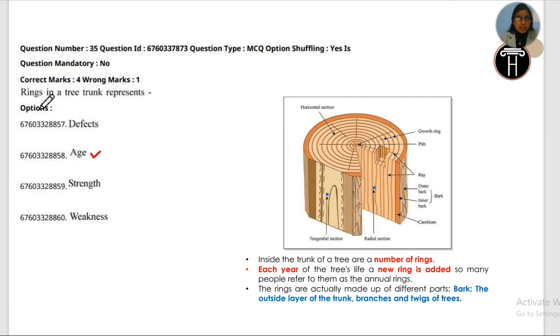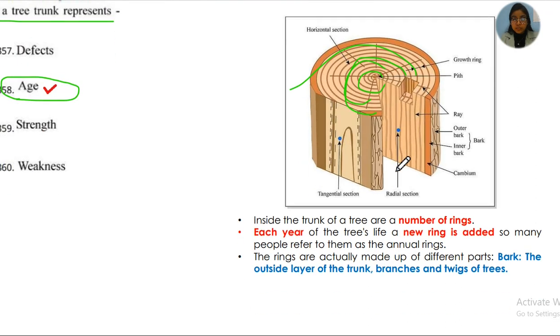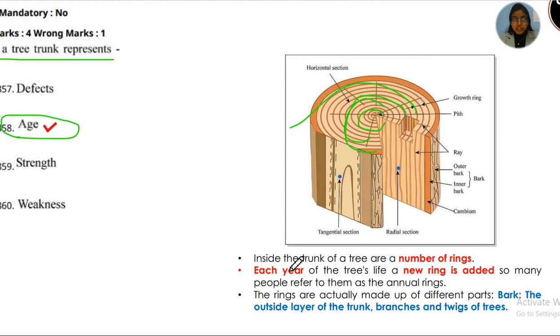Next question you have is, rings in a tree trunk represent. When you talk about the rings, so these are your rings. So these rings represent what? Age of any tree. As you can see over here, inside the trunk of a tree are a number of rings.